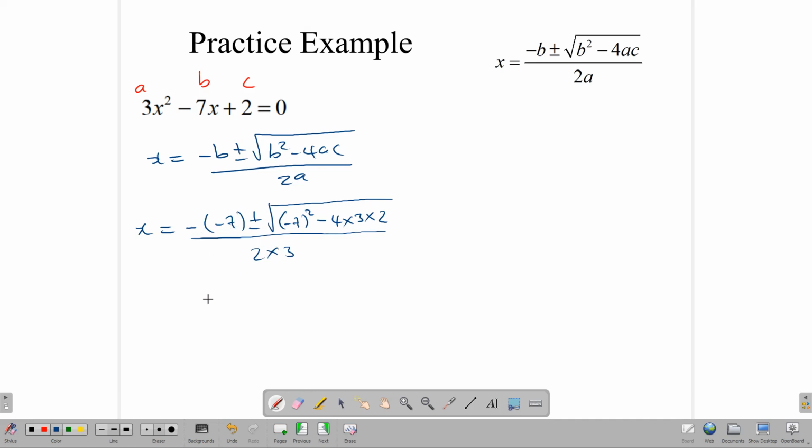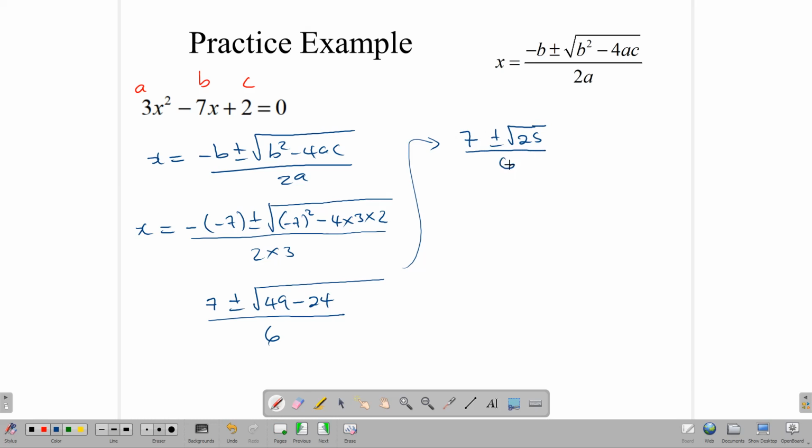Running through the top here, negative of negative 7 will give us positive 7, plus or minus the square root of, working out here, 49 minus 24, over 6. Continuing, we get 7 plus or minus the square root of 25 over 6. Now we need to find the square root of 25. The square root of 25 is 5. And so we have 7 plus or minus 5 over 6. This is what is going to give us our two answers: 7 plus 5 over 6, and 7 minus 5 over 6.